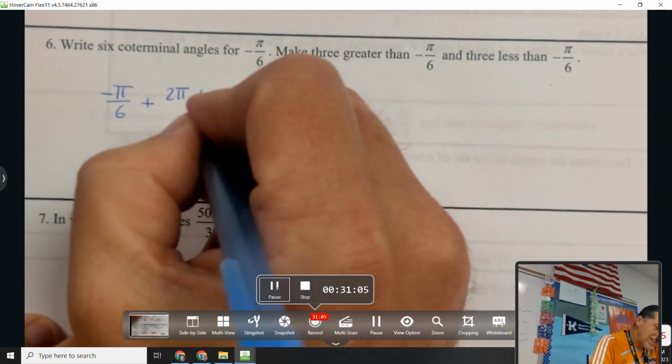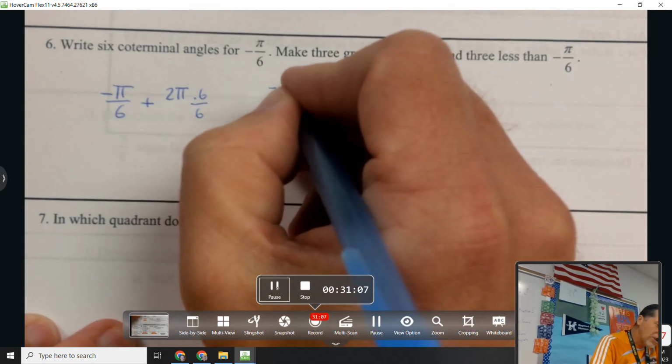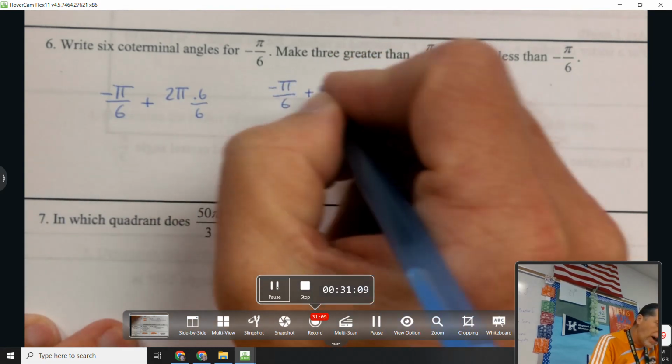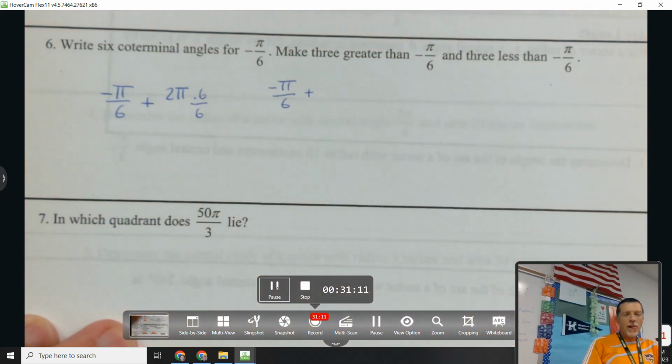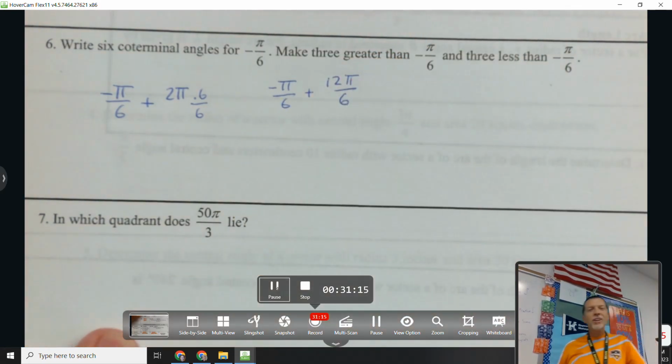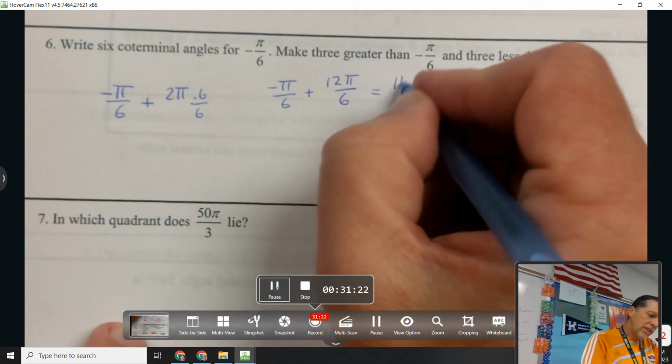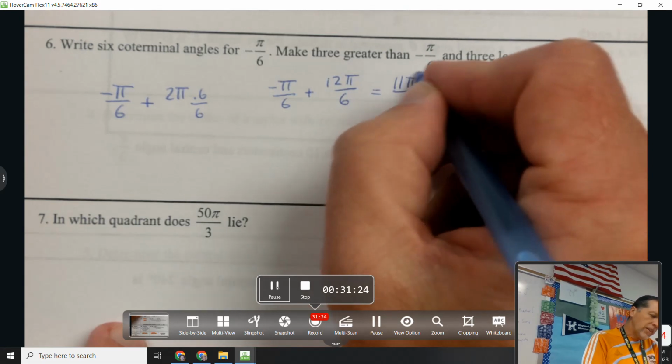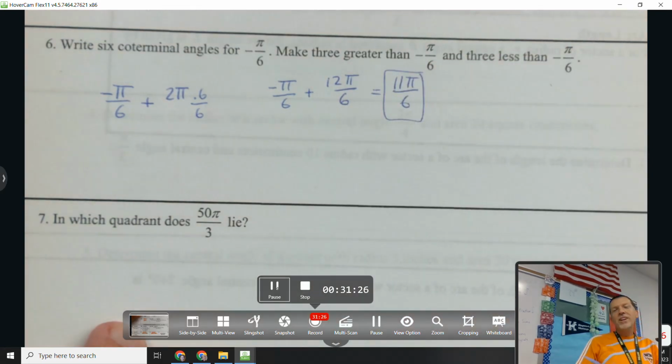So, you know what? I'm just going to start over and say, instead of adding 2 pi, I'm going to add, well, it's still 2 pi, so I should be careful how I phrase that. I'm going to add 12 pi over 6, because that is 2 pi, it just has a common denominator. So that's 11 pi over 6. There's one answer.